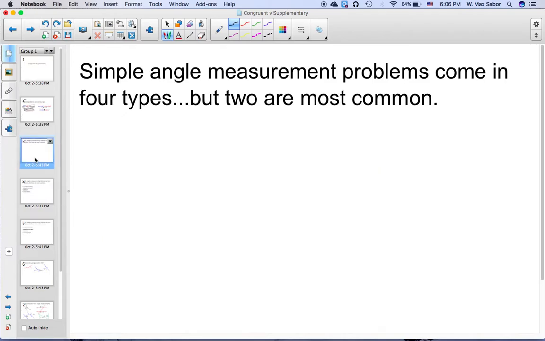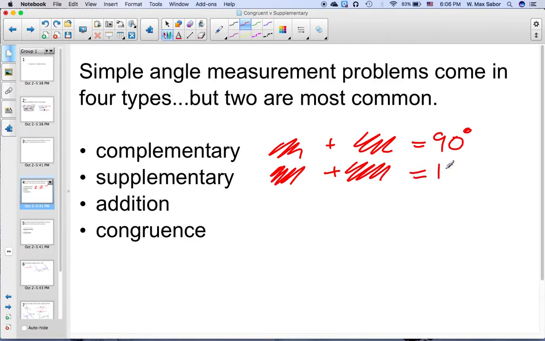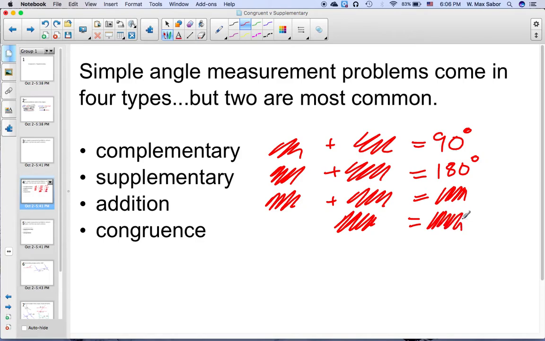Simple angle measurement problems come in four types instead of two types, but two of them are much more common than others. The four types are complementary, when we have something plus something else adds up to 90 degrees. Supplementary has something plus something else adds up to 180 degrees. Addition is when two things add up to some random third thing, which may or may not be 90 or 180 degrees. And congruence is when we have two things that are equal to each other.